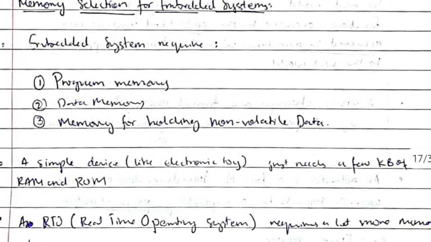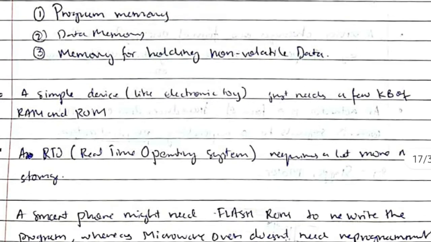And to select the memory for the embedded system, it depends on three factors: program memory, data memory, and memory for holding the non-volatile data. So for example, a simple device like an electronic toy just needs a few KB of RAM and ROM. That's enough for it. Whereas an RTOS system like a satellite or live events requires a lot more memory in both RAM and ROM.